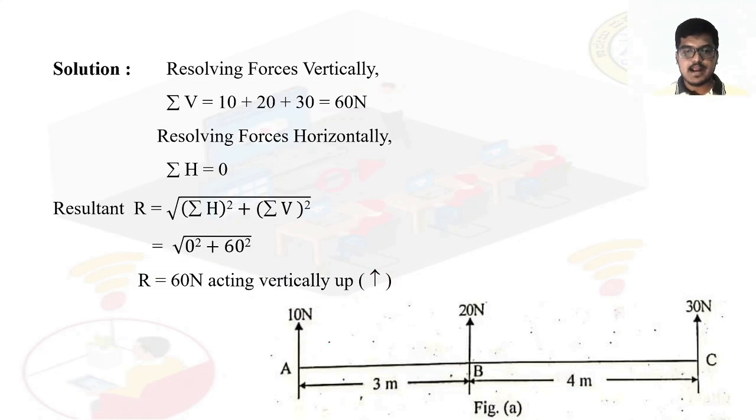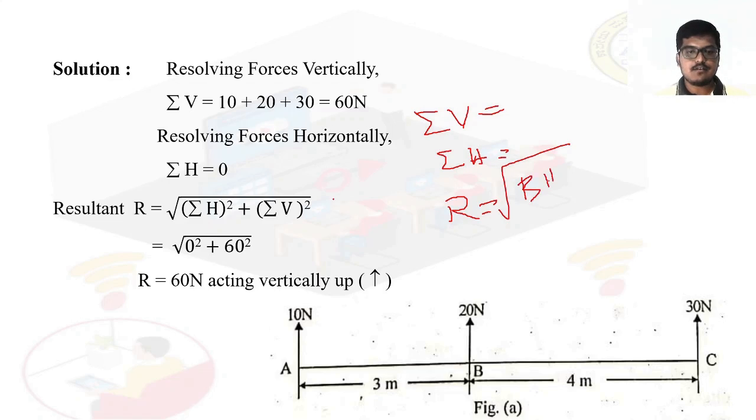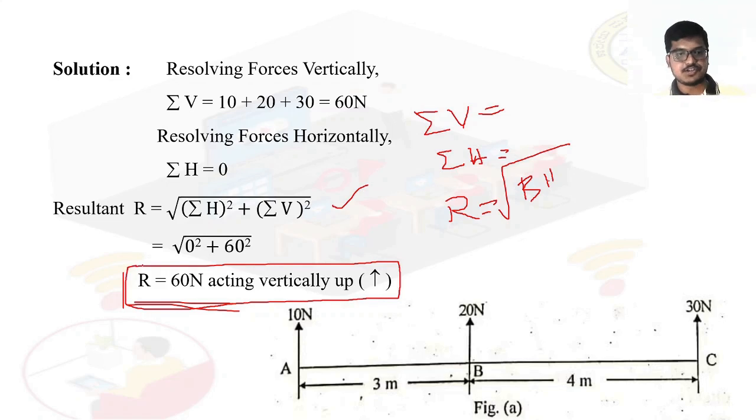So what we did: we had these forces, we calculated sigma V, we calculated sigma H, then we calculated the resultant force. The resultant force is the square root of sigma H square plus sigma V square. So H square is 0 square plus 60 square, so the resultant force is 60 Newton acting vertically up. We found the resultant force, that is 60 Newton. The 10, 20, 30 Newton forces together create the same effect as this 60 Newton force. So 60 Newton acting vertically up.